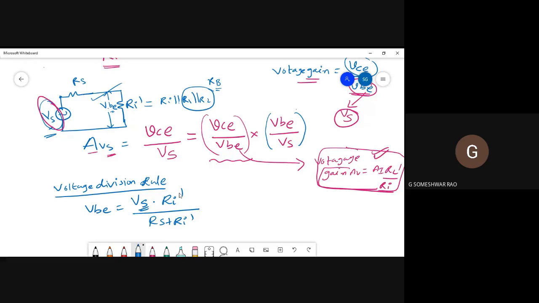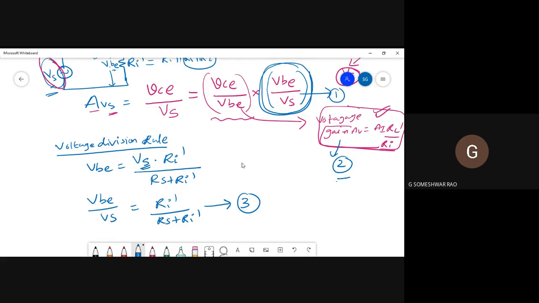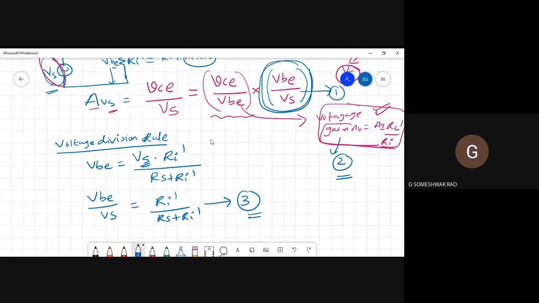Now, what is the ratio that we require here? Just observe. What is the ratio we require? VBE by VS. Now get that ratio. If you get this ratio, what are we going to get? VBE by VS is equal to RI dash by RS plus RI dash. Is it okay? Let's call this equation 1, and we already know this is equation 2, and let this equation be 3. Substitute equations 2 and 3 in 1. Am I correct, sir? Yes or no?